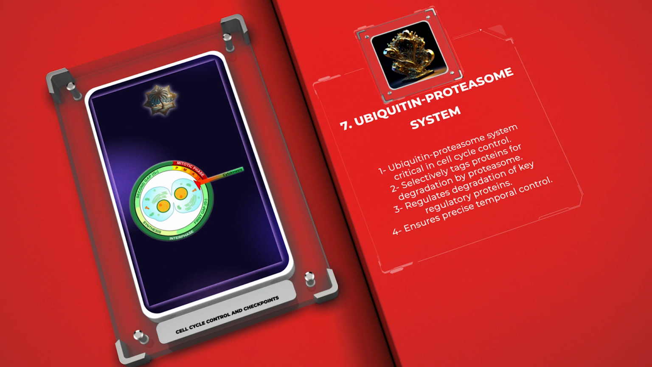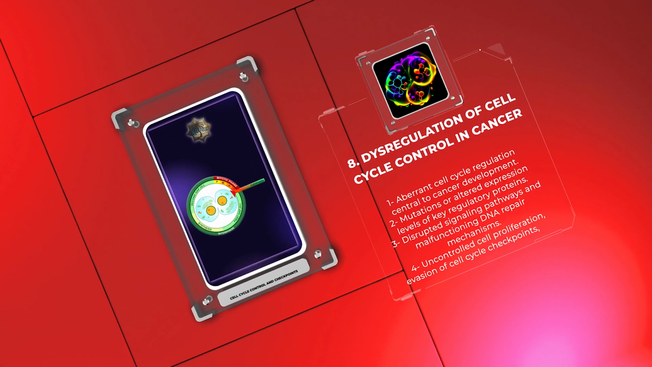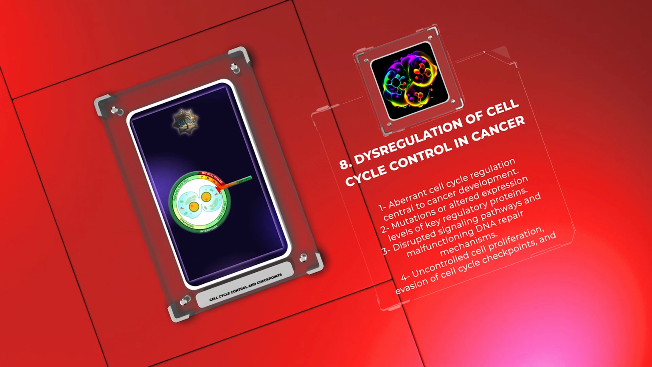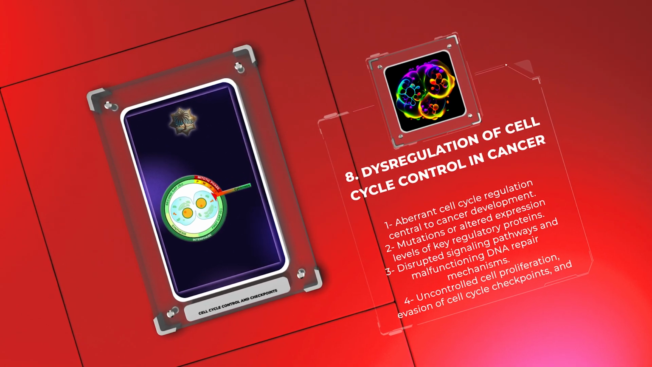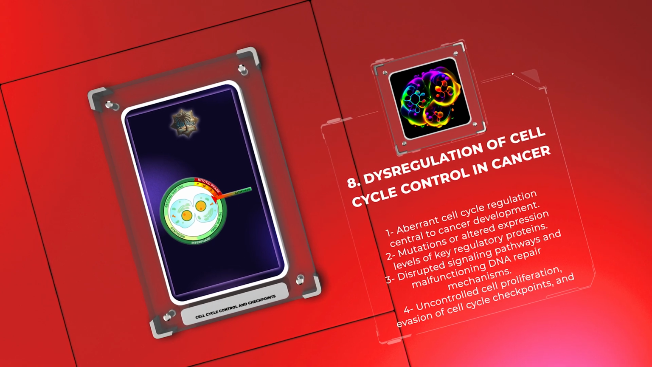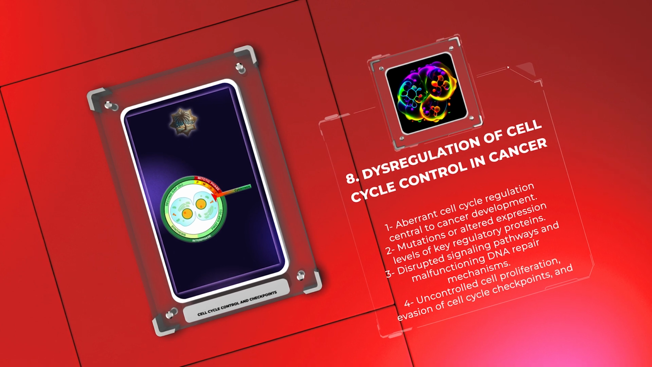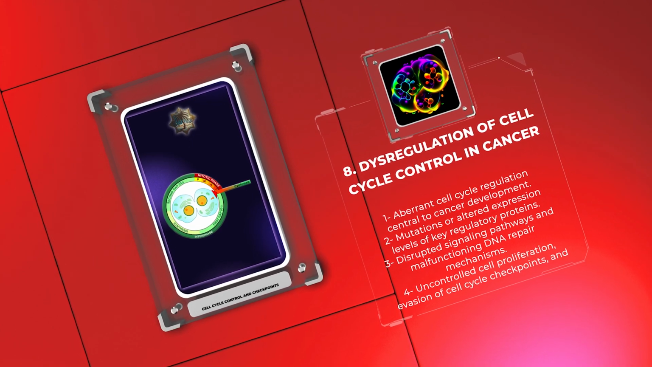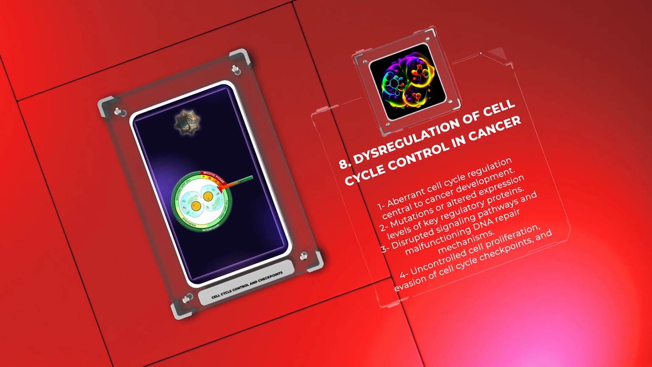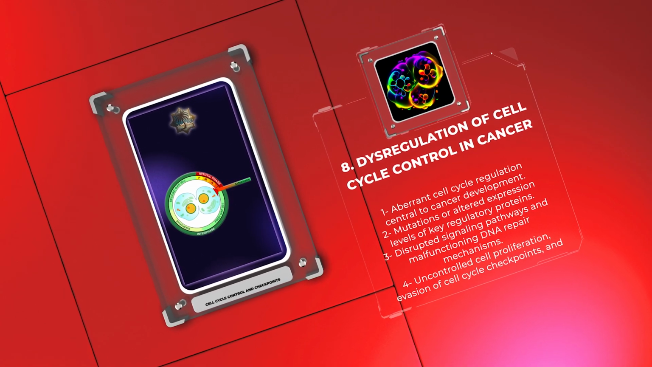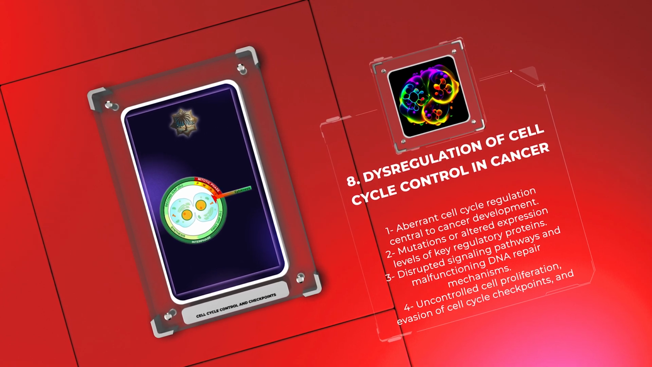Aberrant cell cycle regulation lies at the heart of cancer development. Dysregulation can manifest in various ways, such as mutations or altered expression levels of key regulatory proteins, disrupted signaling pathways, or malfunctioning DNA repair mechanisms. These alterations can lead to uncontrolled cell proliferation, evasion of cell cycle checkpoints, and genomic instability, all hallmarks of cancer. Understanding the molecular basis of cell cycle dysregulation in cancer is crucial for developing targeted therapies aiming to restore normal cell cycle control.